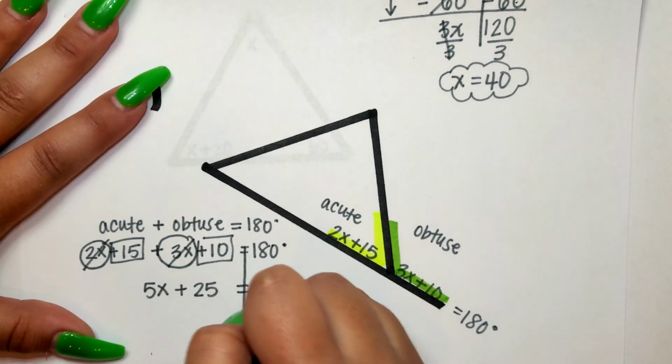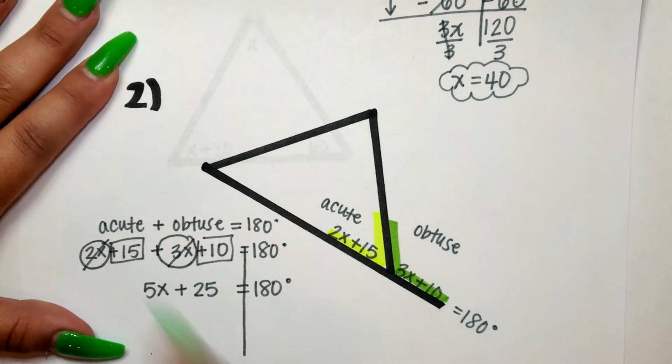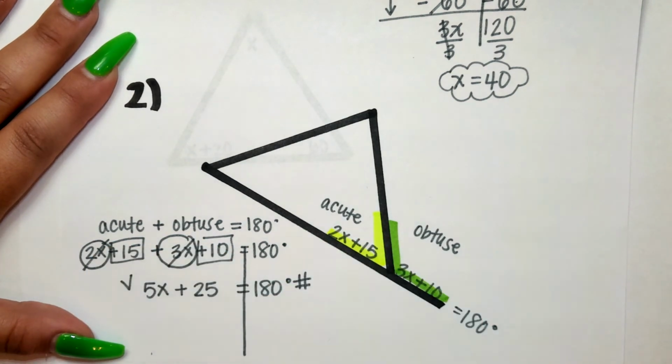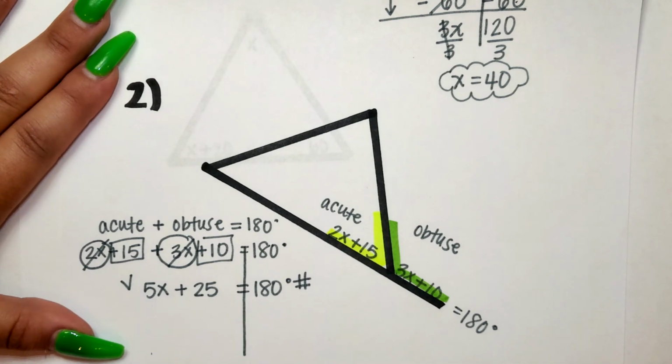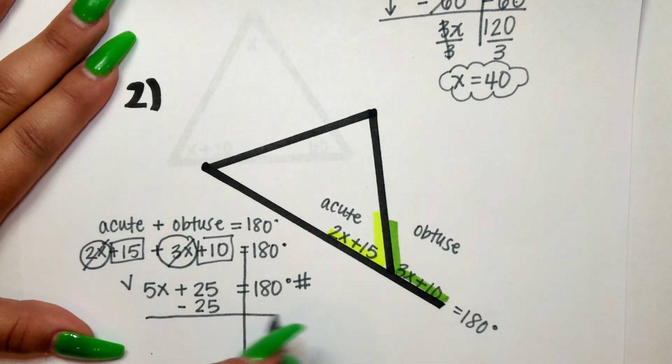And then I'm going to bring down the 180. So now I can solve like normal. This side, since it's the only one with an x, that's my variable side. The right side is my number side. So I want to move this 25 over to the other side. So minus 25, minus 25. My 25s cancel.